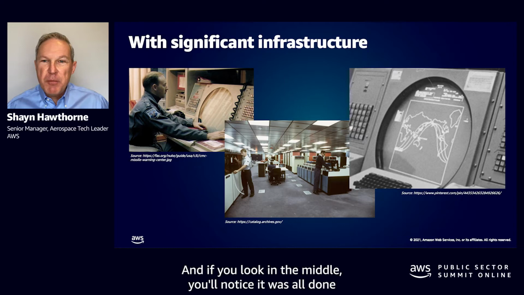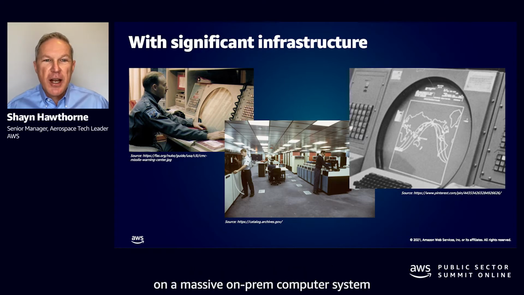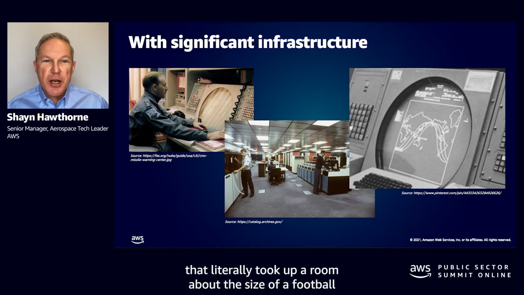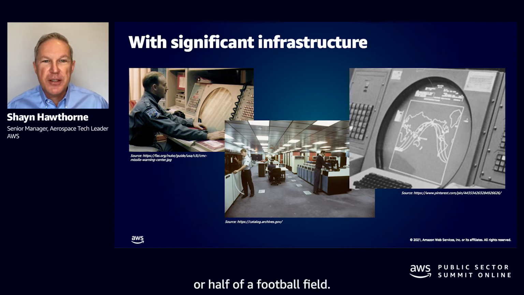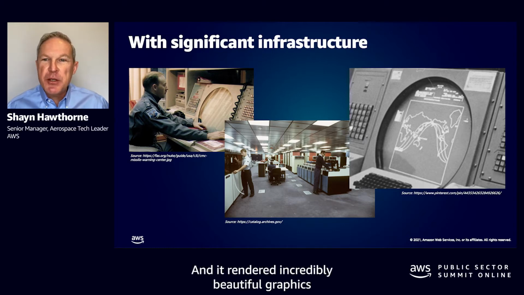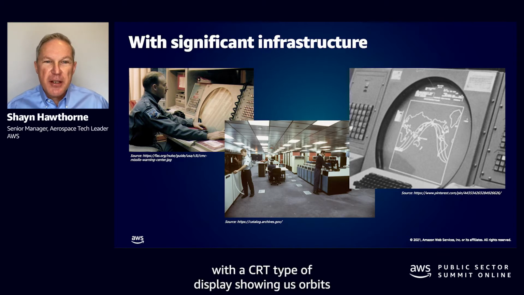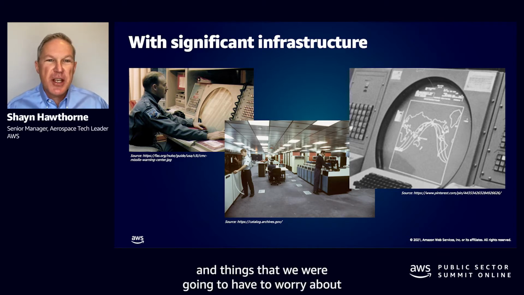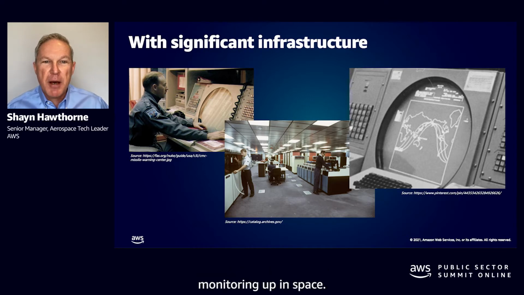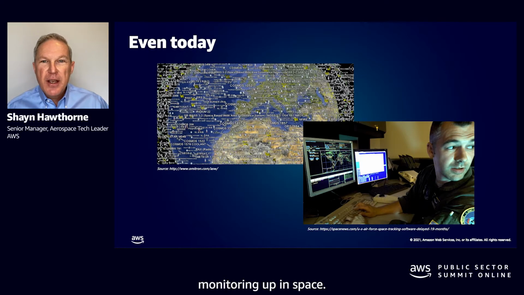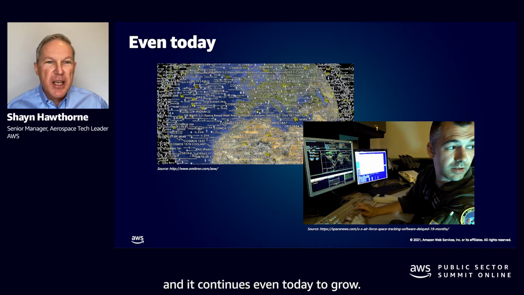And if you look in the middle, you'll notice it was all done on a massive on-prem computer system that literally took up a room about the size of a football or half of a football field. And it rendered incredibly beautiful graphics, as you could see in the upper right-hand corner, with a CRT type of display showing us orbits and things that we were going to have to worry about monitoring up in space. But this has been going on, and it continues even today to grow.